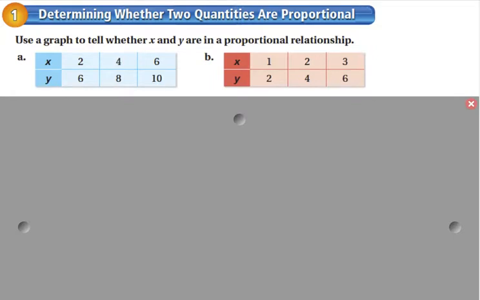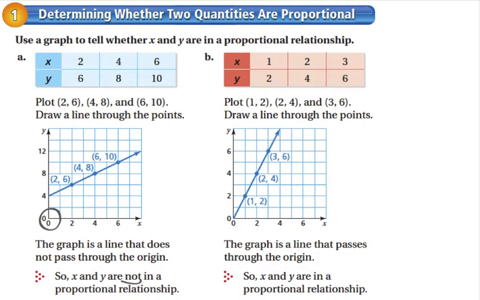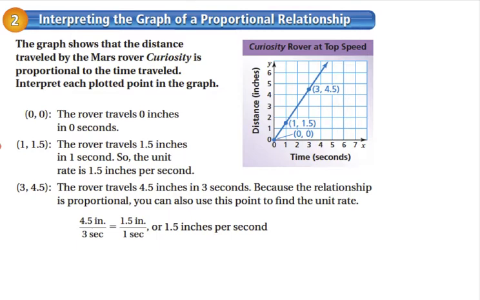Okay, let's use a graph to see if these are proportional. This one, if you graph it, yes, it's a straight line, but it does not go through the origin. It needs to go through the origin, and since it doesn't, it's not a proportional relationship. Look at the next one. If we were to graph this, we would get this line. Yes, it's a straight line. Check. It goes through the origin. Double check. So this is a proportional relationship. All proportional relationships graph a straight line through the origin.